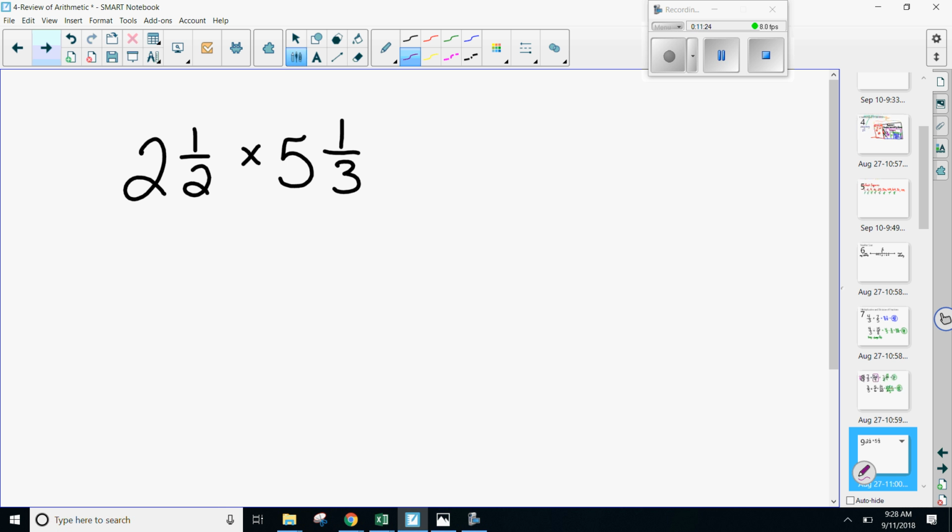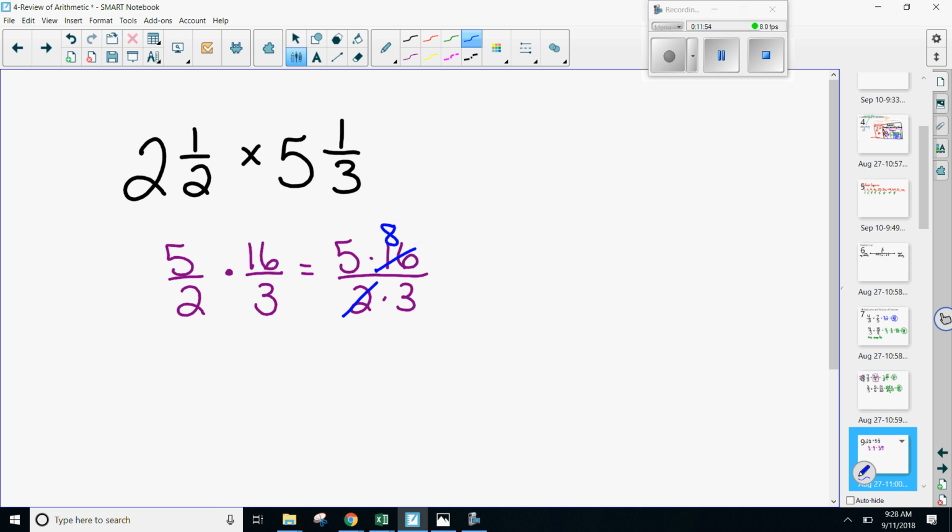2 times 2 plus 1. You take the denominator times the whole number and add the numerator. So the first fraction becomes 5 over 2. And I am multiplying that times 16 over 3. So you're going to take 5 times 16 and divide by 2 times 3. Does anything reduce? Yes. 2 goes into 16 8 times. So if you multiply, you end up with 40 over 3.